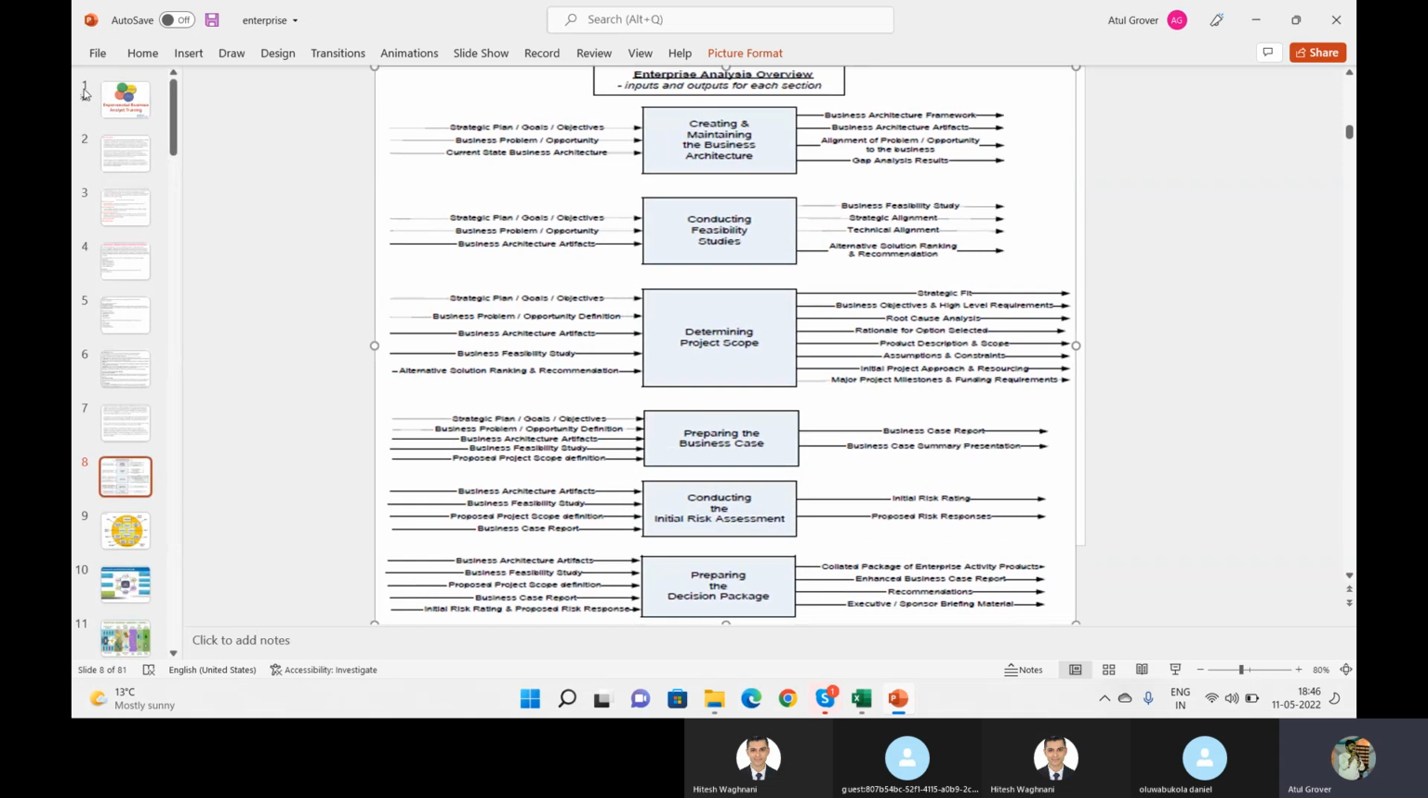Yes, Hitesh, go ahead. Sure. So do these criteria change on the basis of the company that you work for, or are these overall core steps or maybe a framework that every company follows?